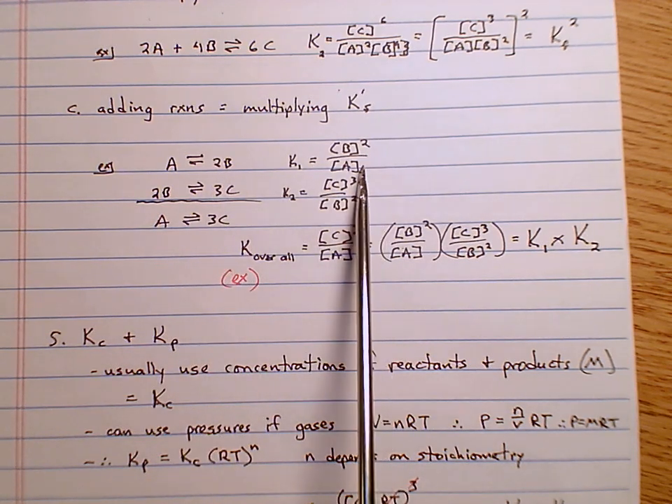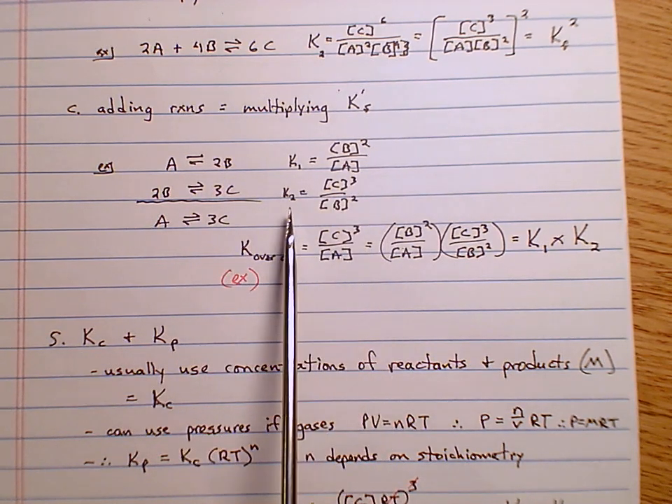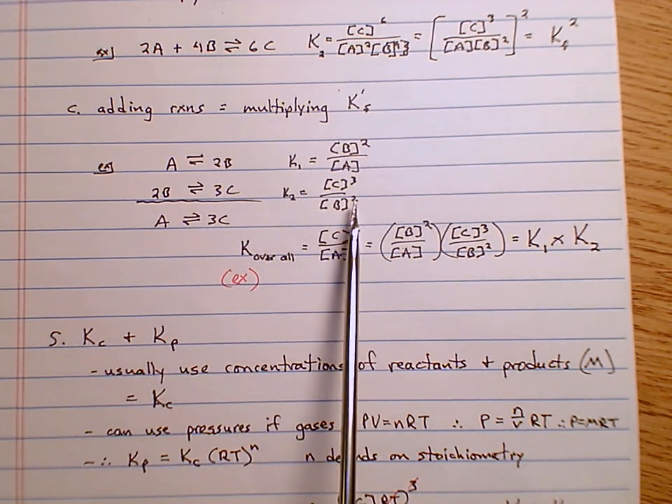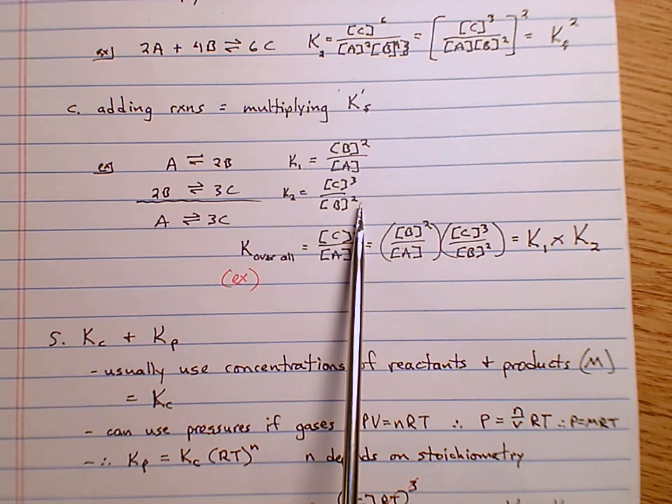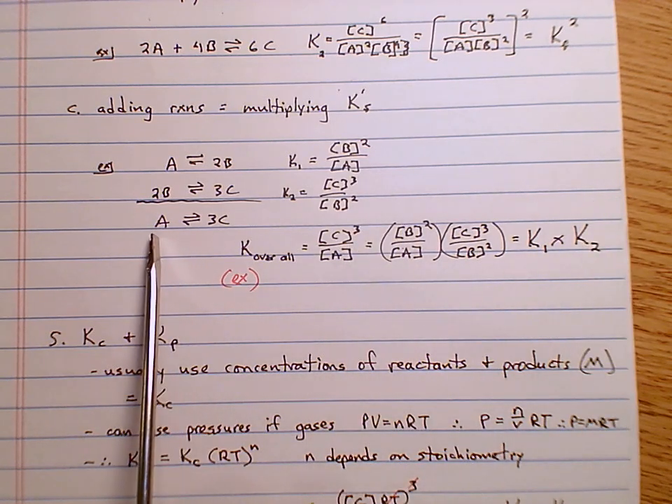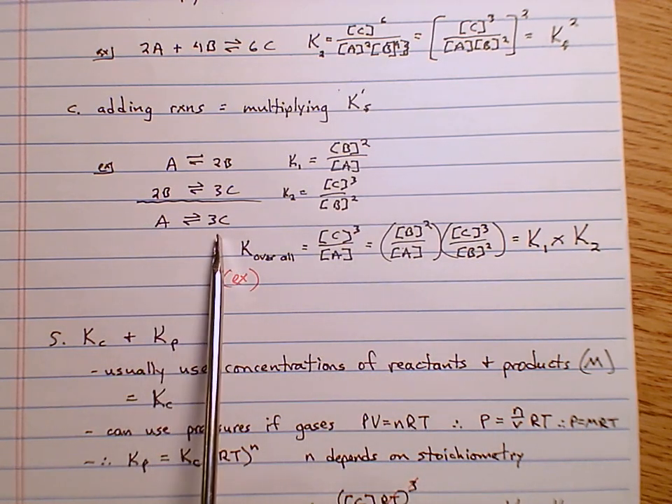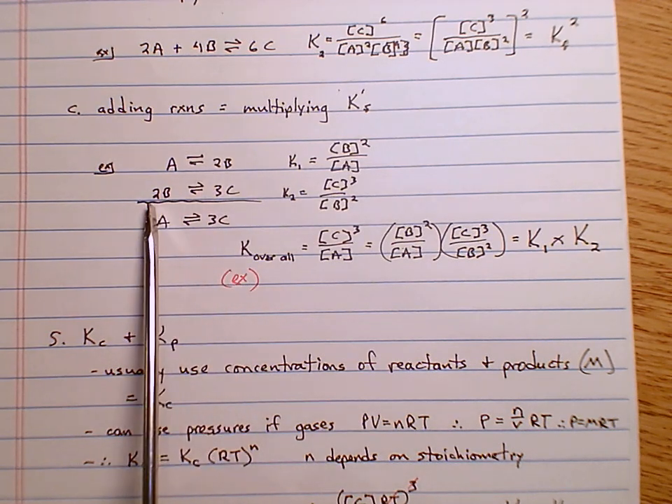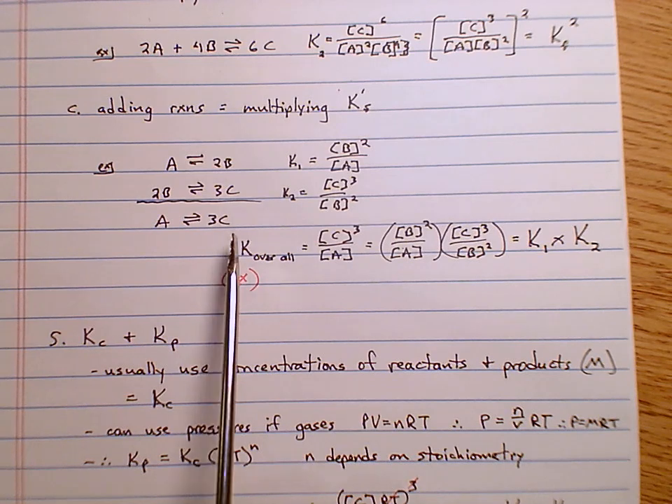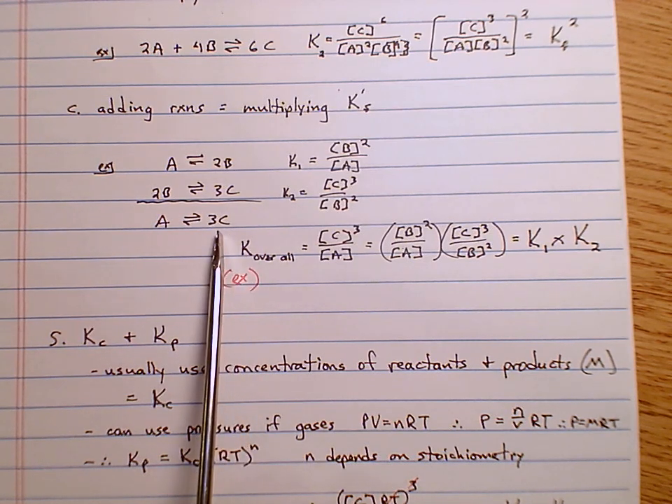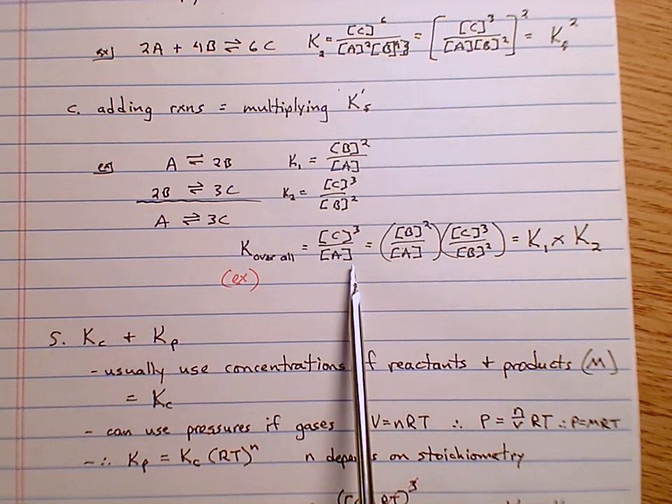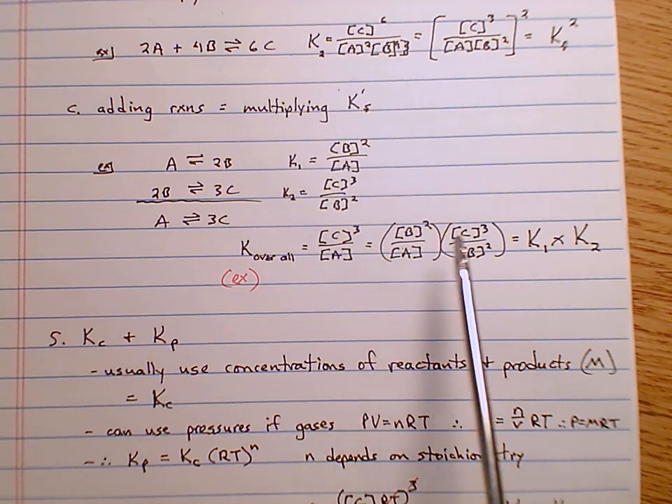be the concentration of B squared over the concentration of A. The equilibrium constant for the second reaction would be the concentration of C cubed divided by the concentration of B squared. Note that for the overall reaction, when we added these up and crossed out the 2 B's, the equilibrium constant would be the concentration of C cubed divided by the concentration of A.